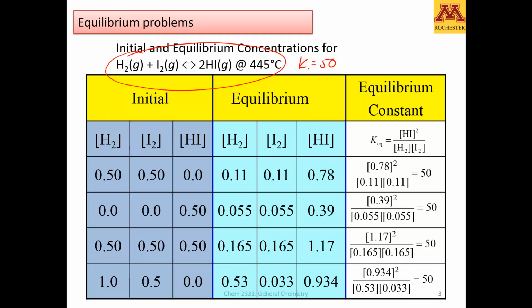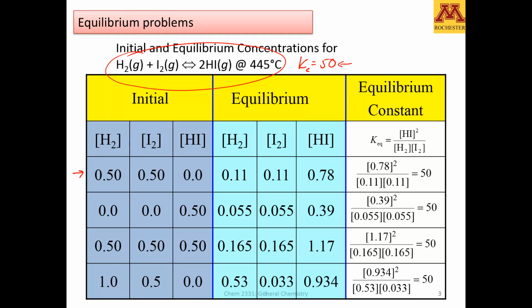Because the equilibrium constant is constant, that does not mean that the concentrations in equilibrium are always the same. In other words, depending on your starting point, the concentrations at equilibrium will be different, because there are different numbers that when combined can give you 50. Let me give you an example.